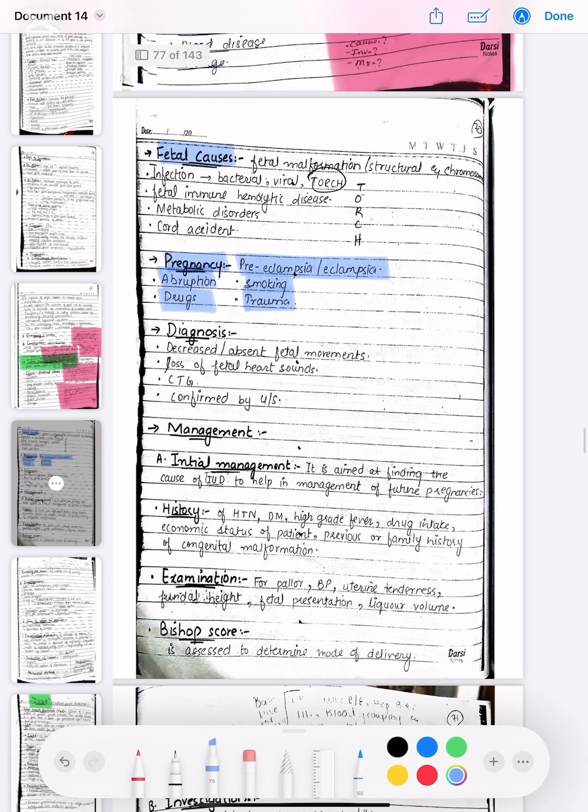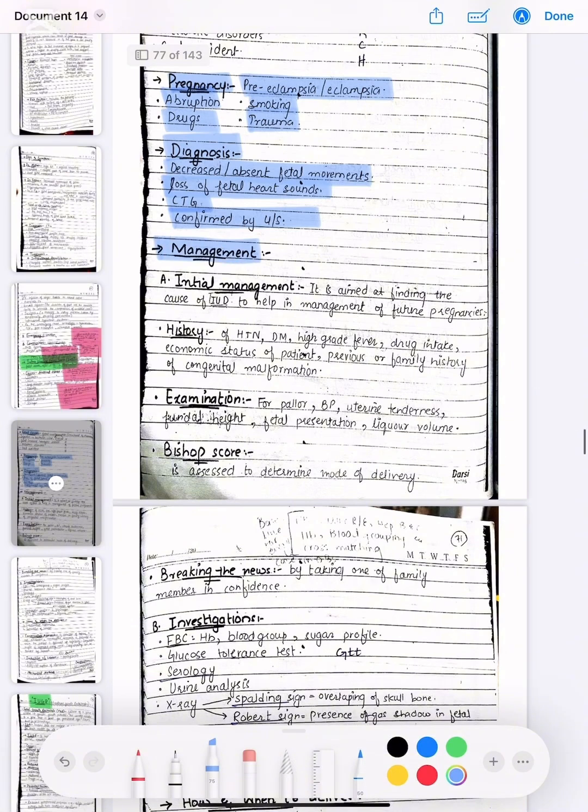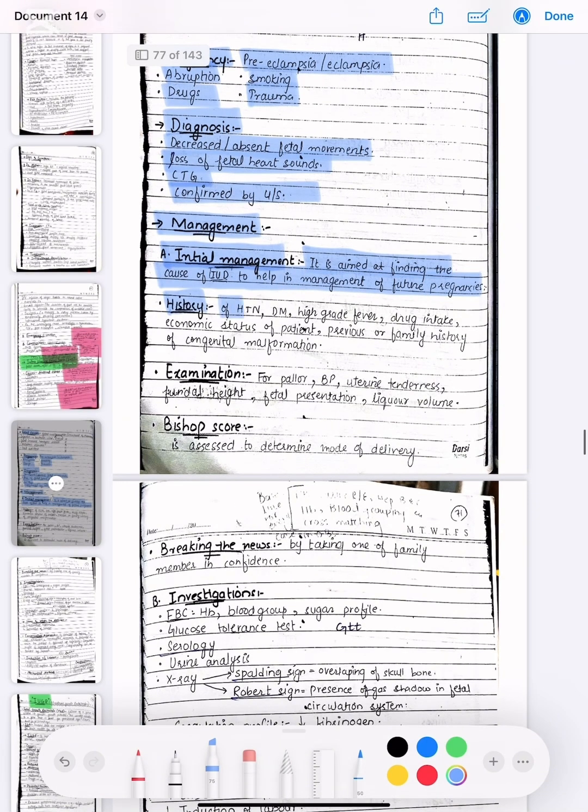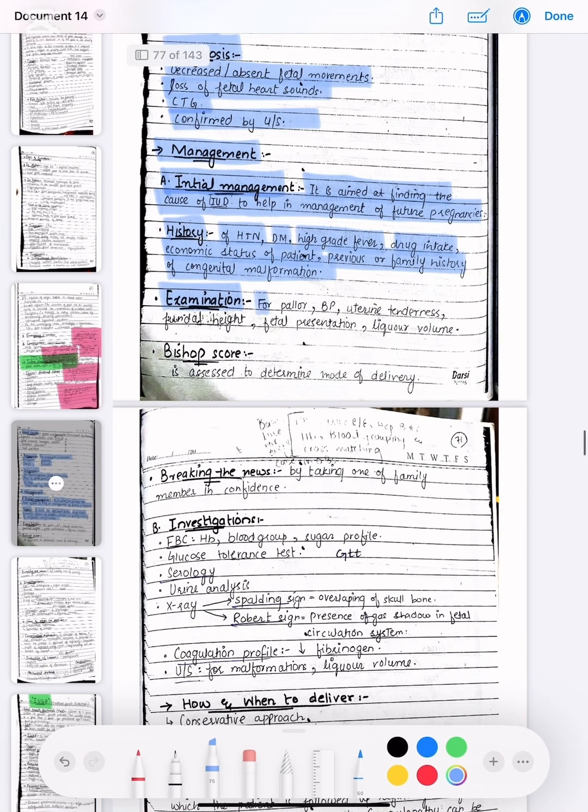Now the diagnosis is that decreased or absent fetal movements are present, loss of the fetal heart sounds is present, CTG is abnormal, and it is confirmed by ultrasound. The management options for intrauterine death are that first of all, initial management is done. It is aimed at finding the cause of intrauterine death to help in the management of future pregnancies. Then history is taken of hypertension, diabetes, high-grade fever, drug intake, economic status of the patient, previous or family history, and congenital malformation. Then examination is done for pallor, BP, uterine tenderness, fundal height, fetal presentation, and liquor volume.